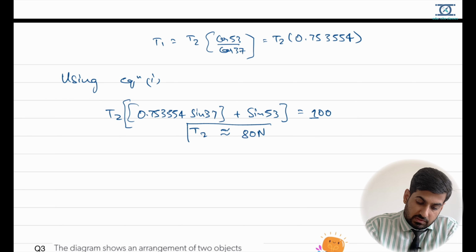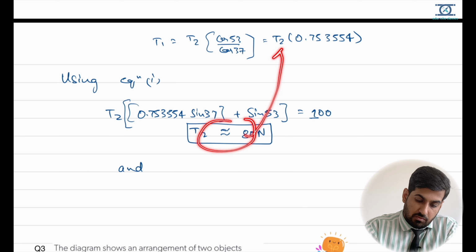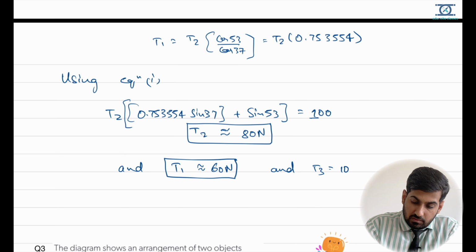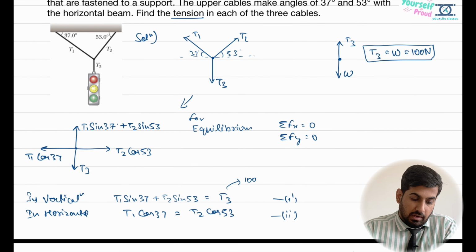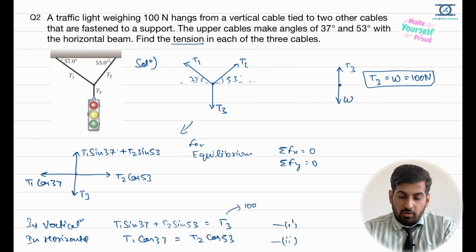So that will be the answer for tension developed in the cable 2. And if you put T2 in this equation, you will get T1 nearly around 60 Newton, and T3 we have already calculated, which is equals to the weight of the traffic light. So this is how we find out the tension T1, T2 and T3. I hope it is quite clear.